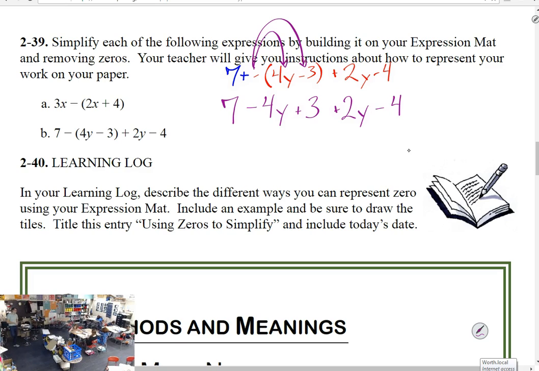The opposite of 4y is negative 4y, or minus 4y. The opposite of -3 is a +3. So check if you have what I have in purple up there. Then look for like terms.